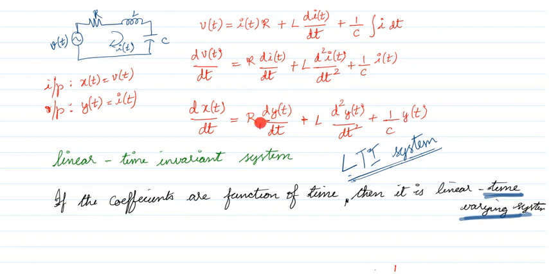Suppose if we have t here or somewhere here, then I can say it is a linear time varying system. Remember, in your control system, in your signal system, or next semester when you study control system, we will always be studying about LTI systems. We are not going to study time varying systems. We are always going to study only time invariant systems.